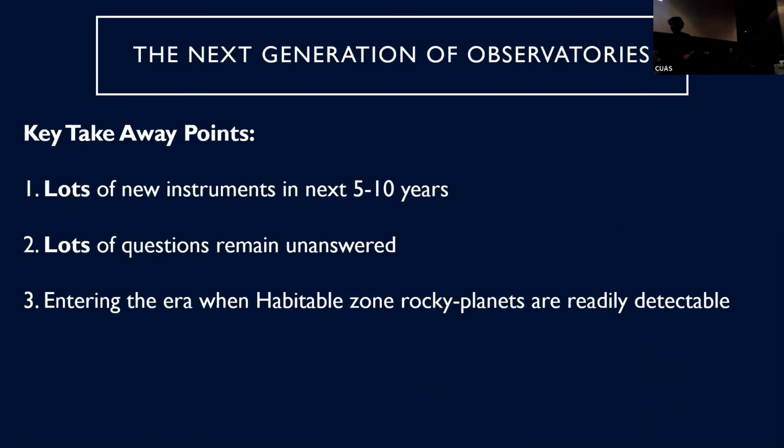So we've got a lot to look forward to in the next 5-10 years. There's still lots left unanswered, but we are actually entering an era when habitable zone rocky planets are going to be detectable, and potentially, depending on which is selected by the NASA decadal review, but definitely because James Webb is going up, a period when we can actually start to look at the formation processes in the inner terrestrial regions, where we could see asteroid belts and planetary atmospheres around young planets.